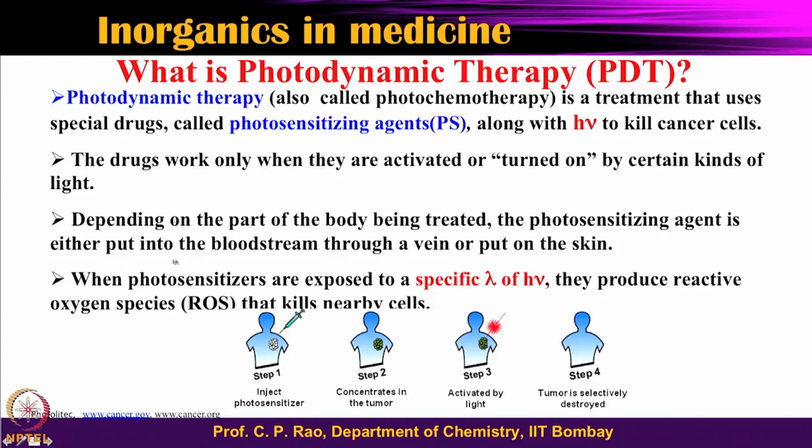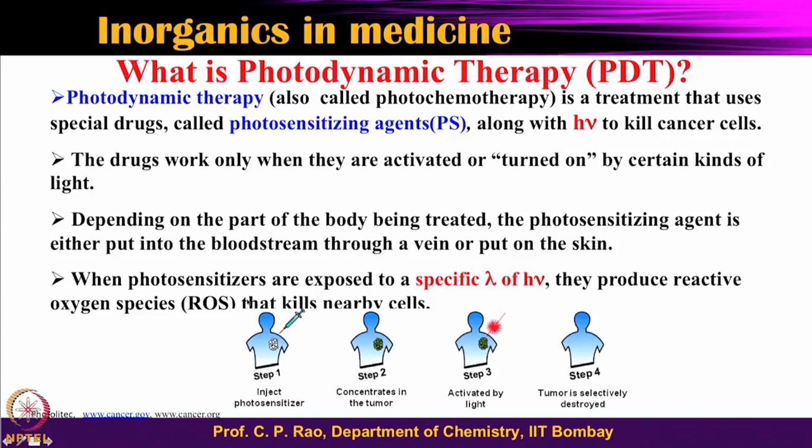Depending upon the part of the body that is being treated, the photosensitizing agent is either put into the bloodstream through the veins or put into the skin. First you have to give the drug. The drug is nothing but the photosensitizer. Sometimes it can be a combination of two: a sensitizer plus an additional drug, or the sensitizer itself is a drug. All these kinds of things are possible.